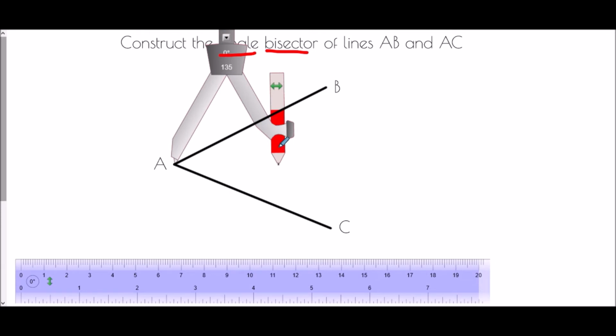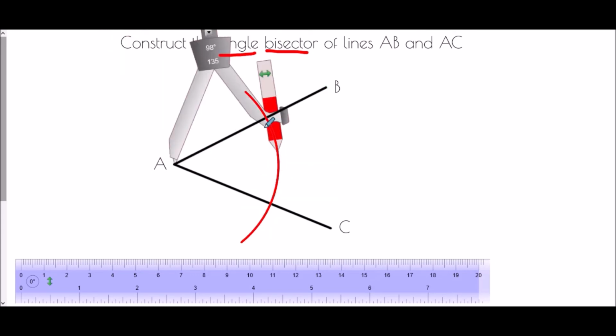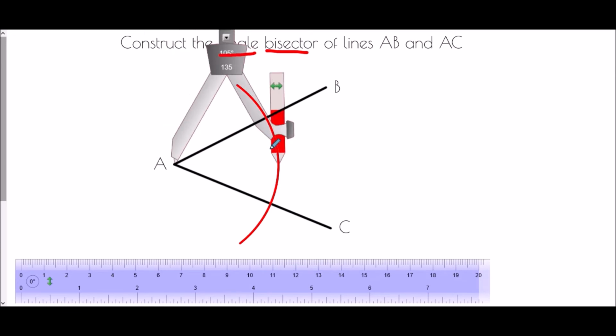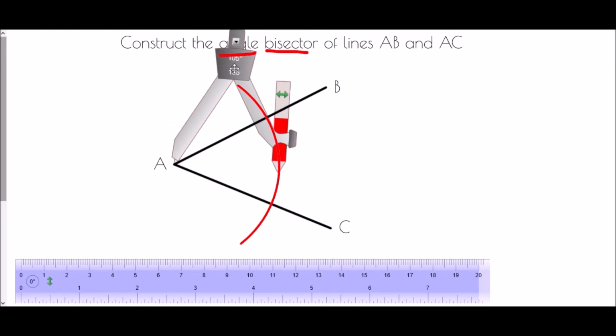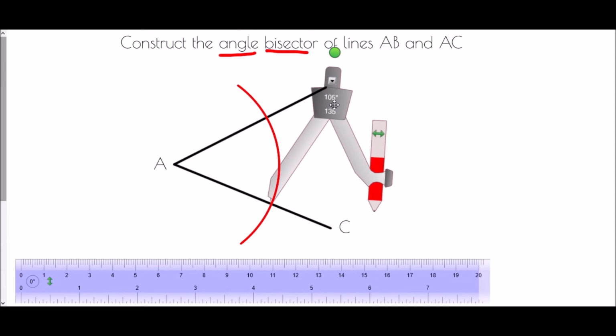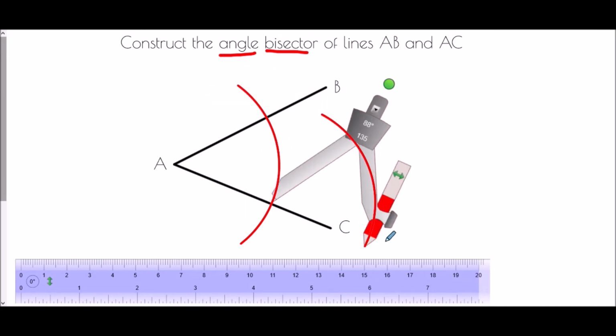And again, this one doesn't actually matter how far apart it is, as long as you can cross both lines with your arc. And once you've done that, the key here is, once again, keep your compass the same distance apart. Do not move this compass in or out, leave it exactly as it is, and then move the point of your compass to where the arc crossed the line. And again, draw yourself another arc.